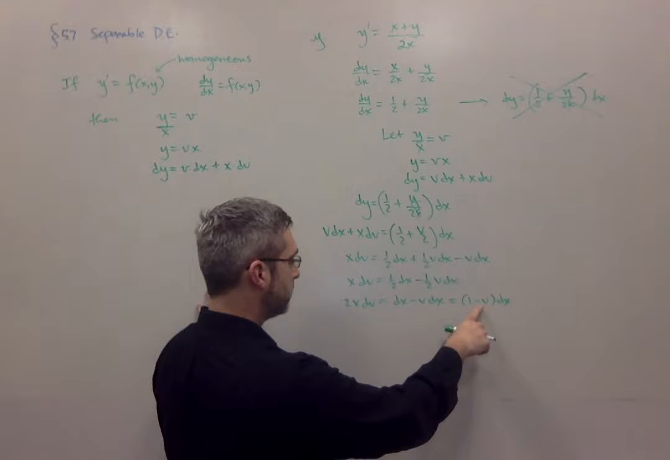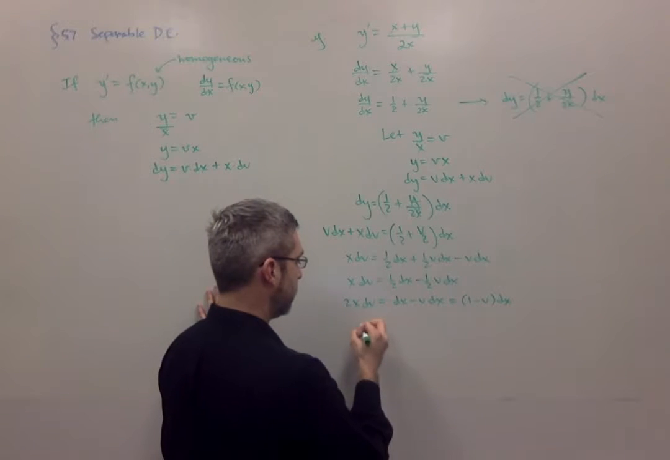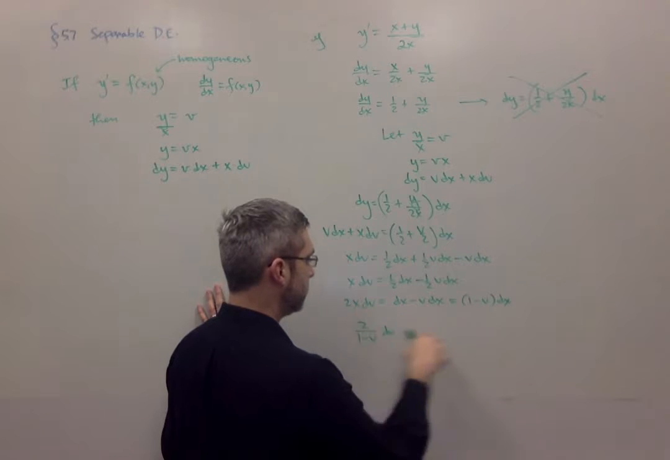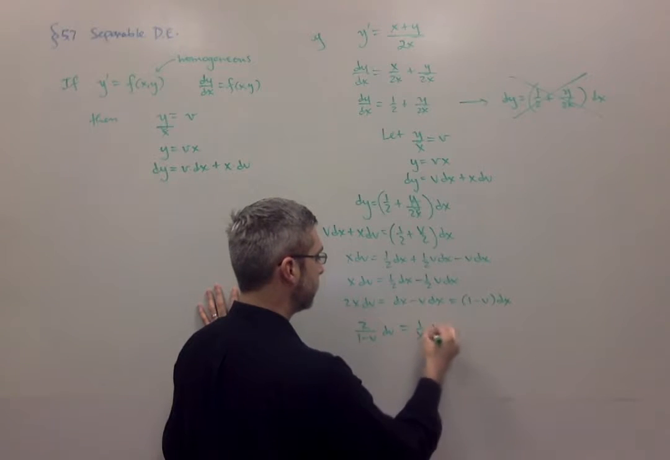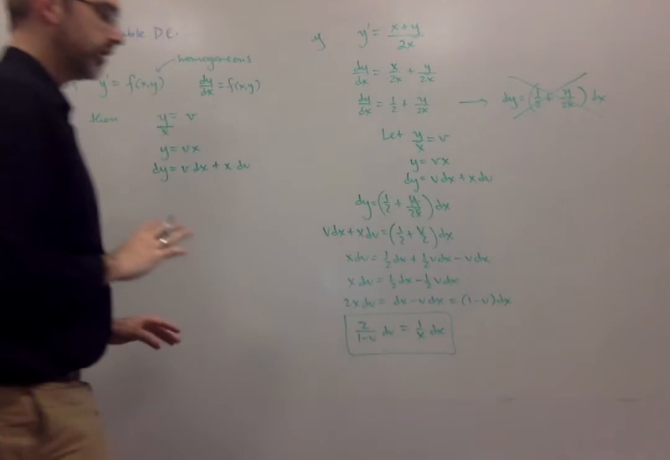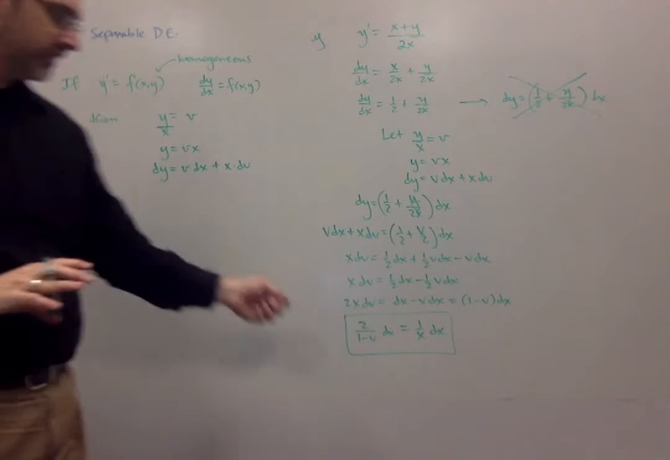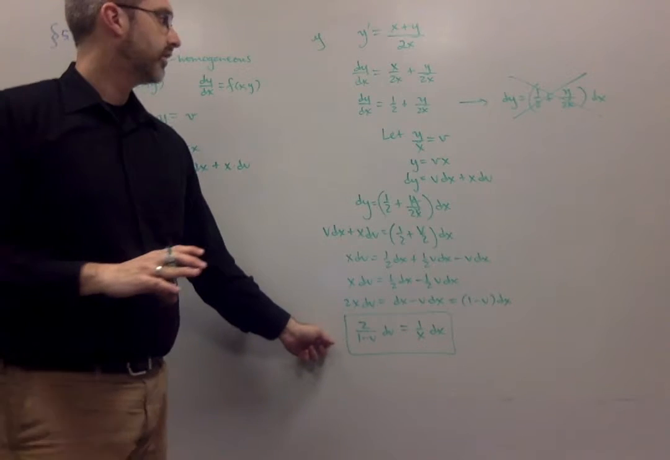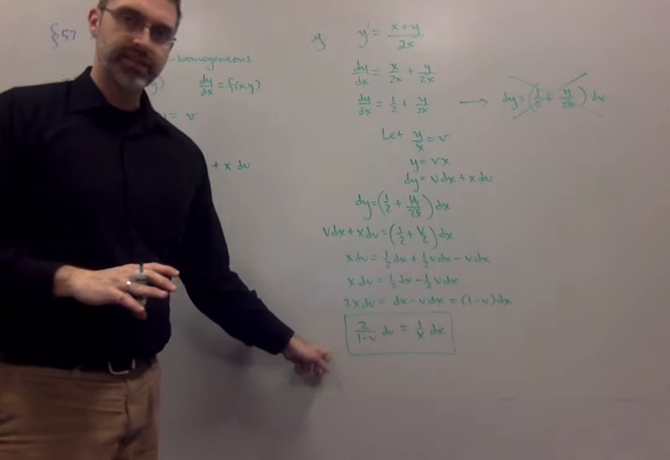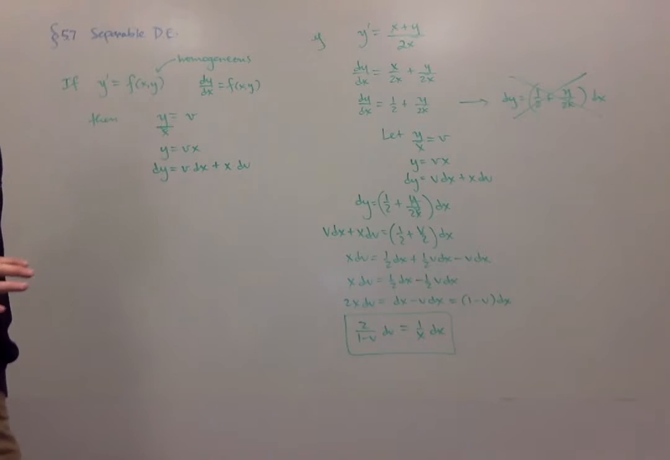And so now let's put the v's over here. So I've got 2 over 1 minus v. I'm going to put the x's on this side. What I want you to notice before we go any further is that this equation right now is separable. This original one we were working with was not, but this one is, and this is one that we can actually work with.